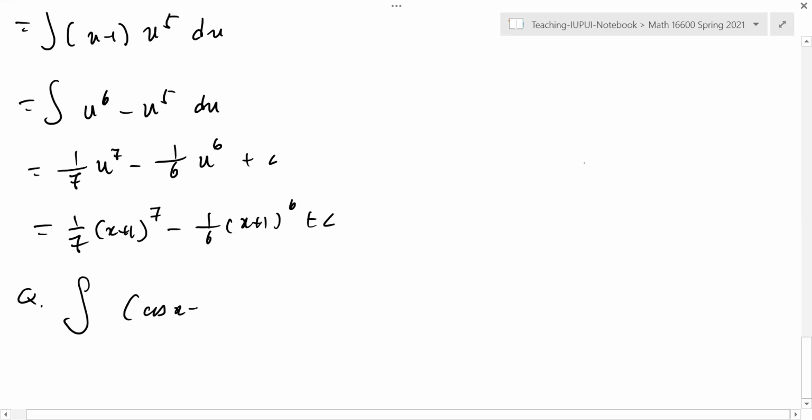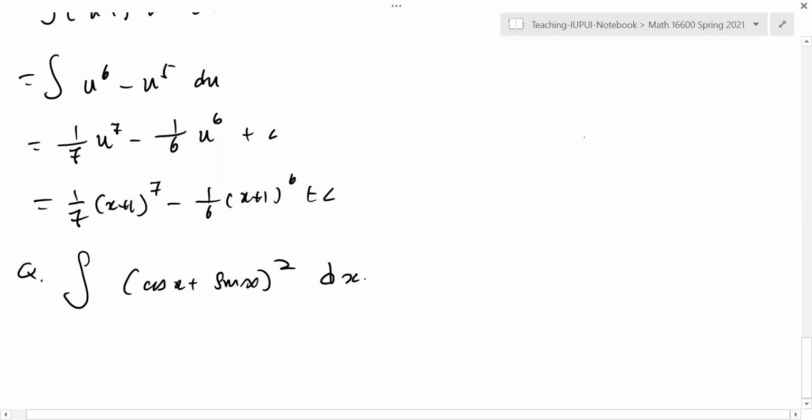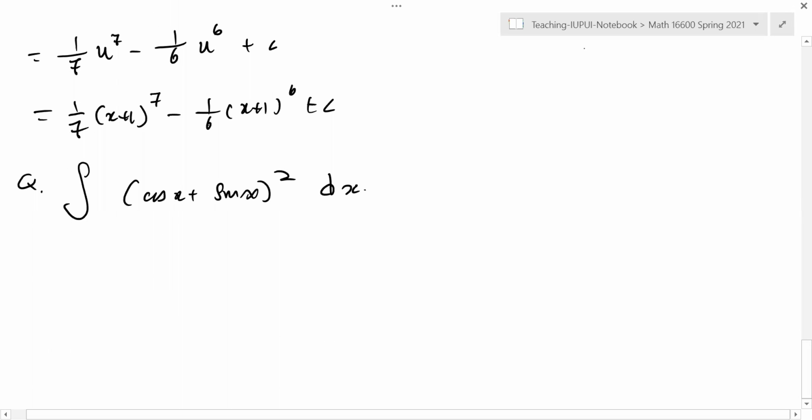Integral of cosine x plus sine x all squared dx. Right? When you see a problem like that, you immediately will think about, we know how to evaluate the cosine squared, we know how to evaluate sine squared. Right? But what is the cosine x plus sine x? But this can also combine into one function, if you know how to do it.